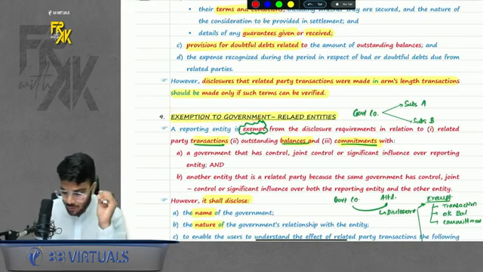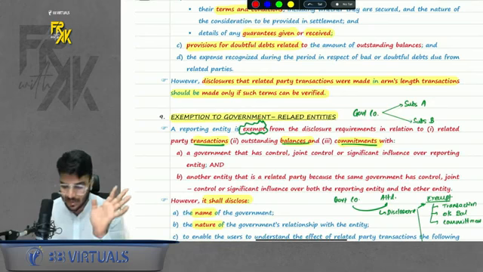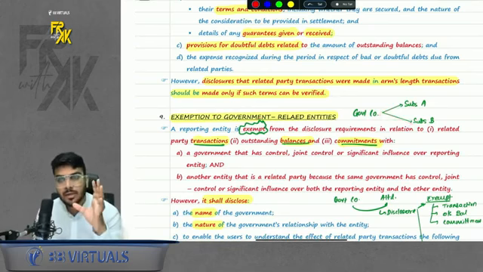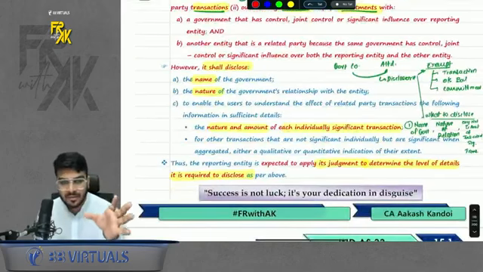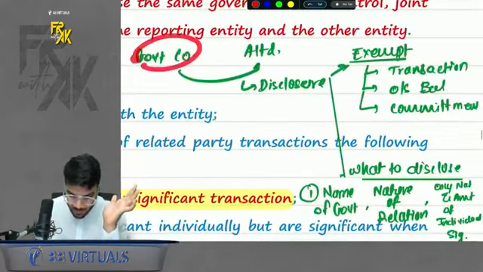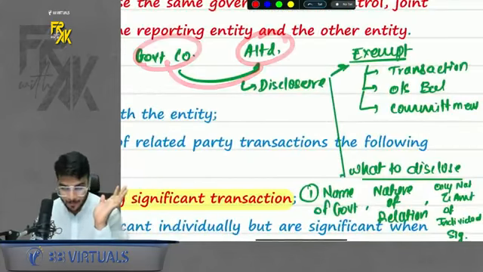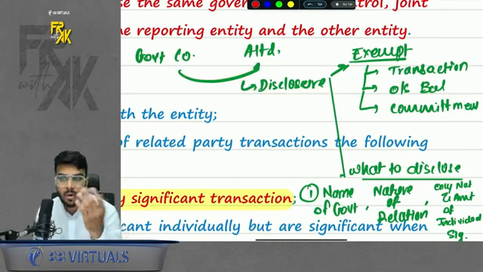So basically, if you are a government company and you have any subsidiary, associate or anything, that means any relationship with any company, government companies are exempt from certain things. They are not exempt from everything, but they are exempt from certain disclosures. I have given the summary here. If a government company has a relation with, let's say, A Limited, the government company has a disclosure exemption. What will it not disclose?